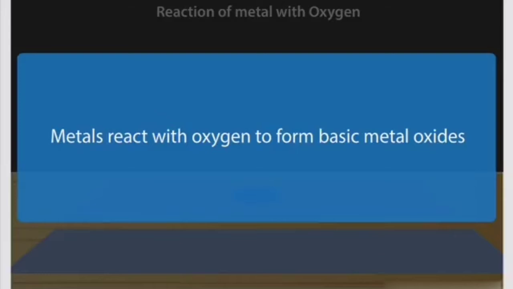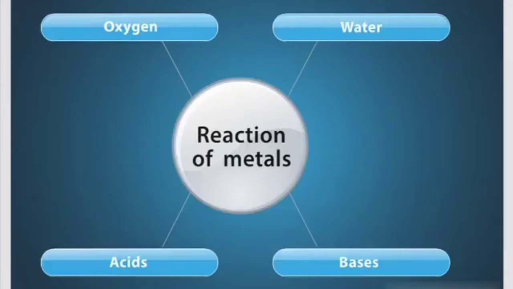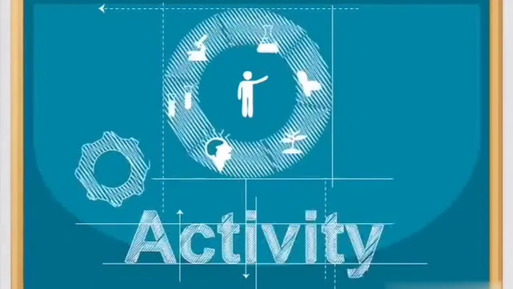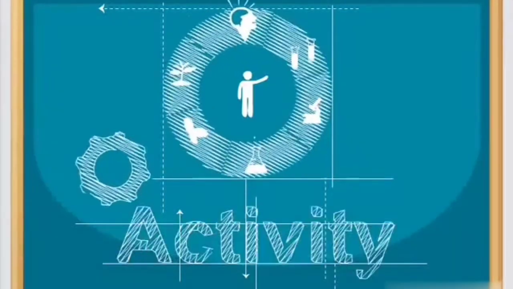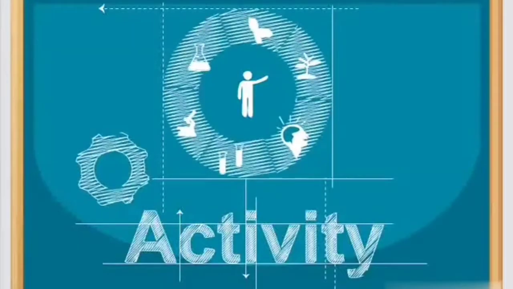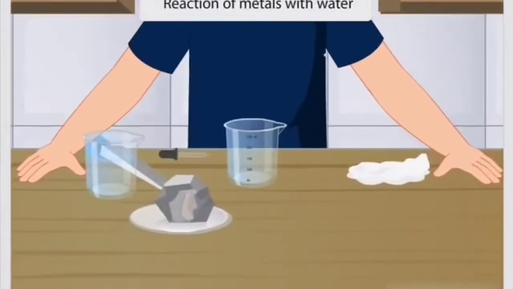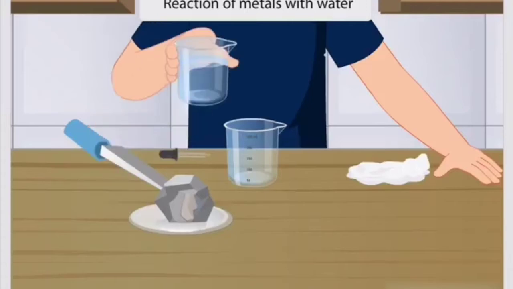Second, reaction of metals with water. Metals react with water to form basic oxides with evolution of heat. Metal oxides are soluble in water and form metal hydroxide. This can be understood clearly by performing an activity.